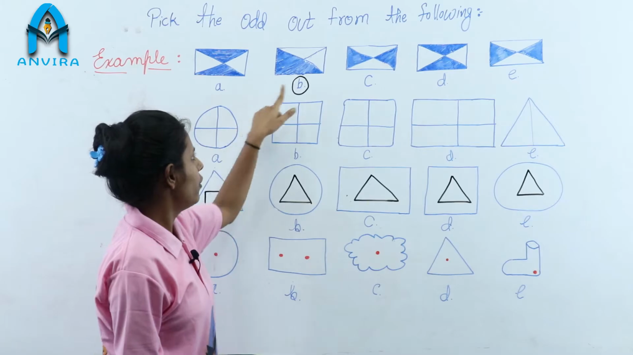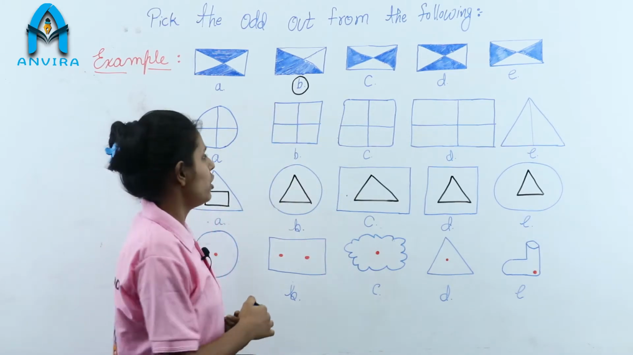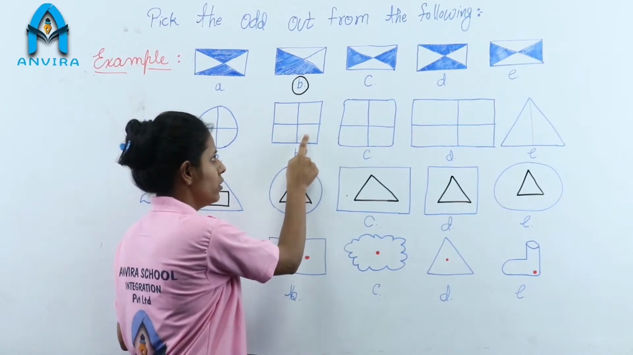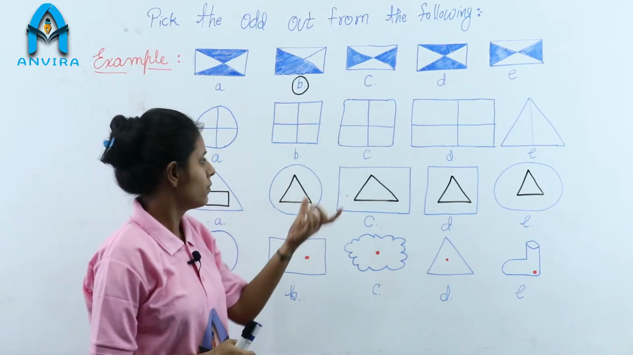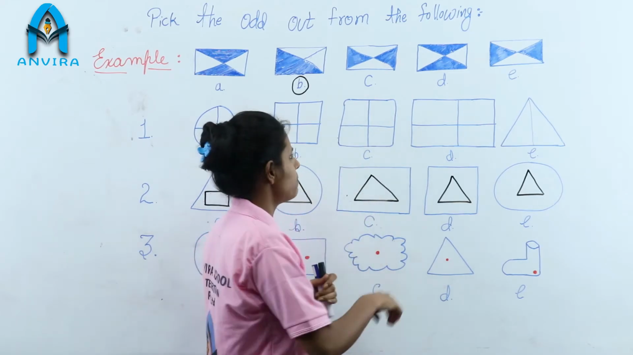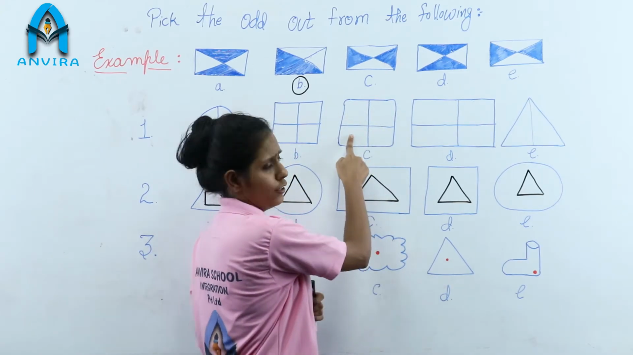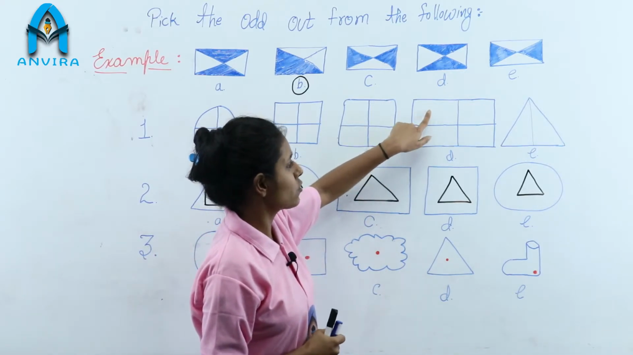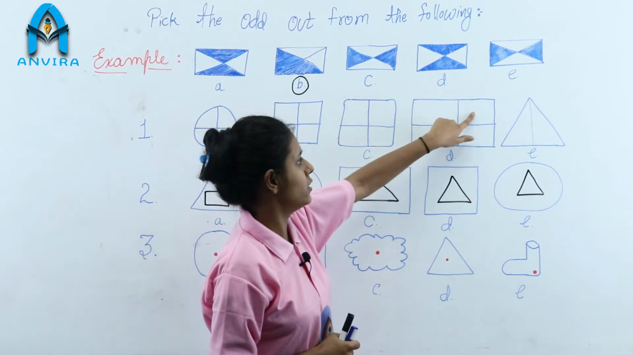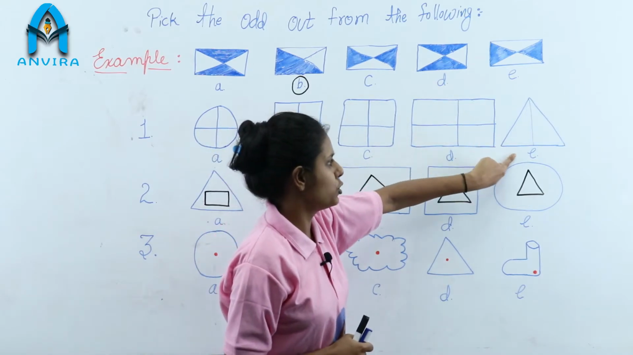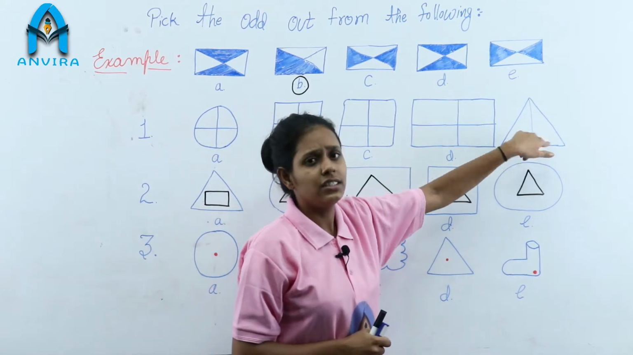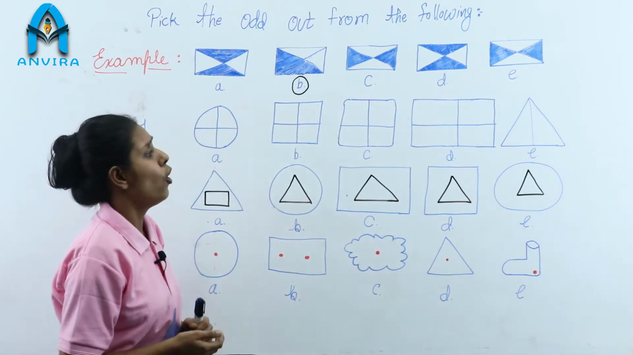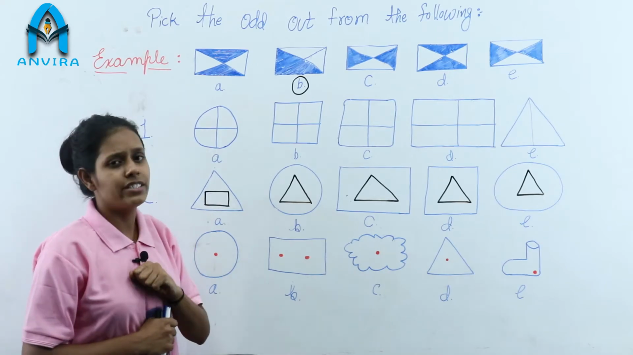In option B, we found a square which is divided into 4 parts: 1, 2, 3 and 4. In option C, this pattern is also divided into 4 parts. In option D, this pattern is also divided into 4 parts. In option E, this pattern is divided into only 2 parts. So now observe which pattern is different.